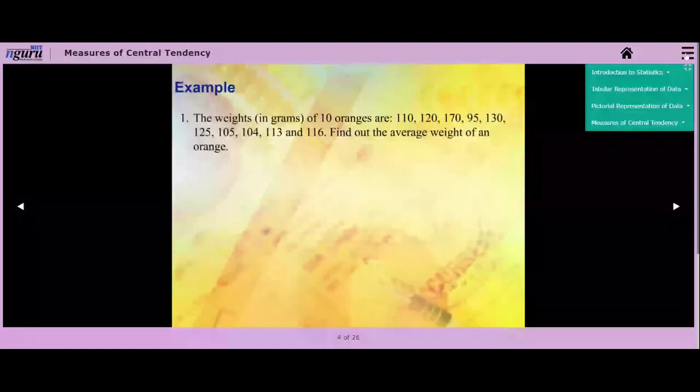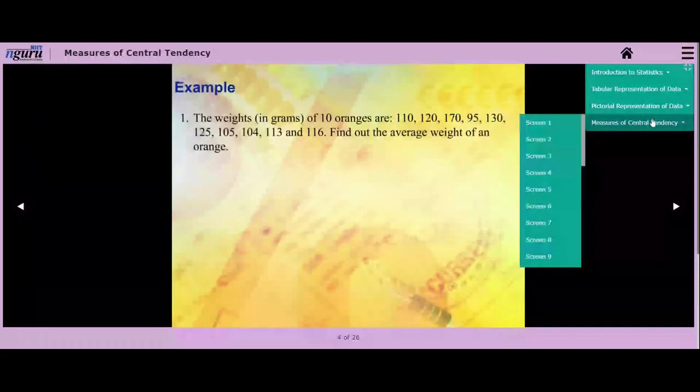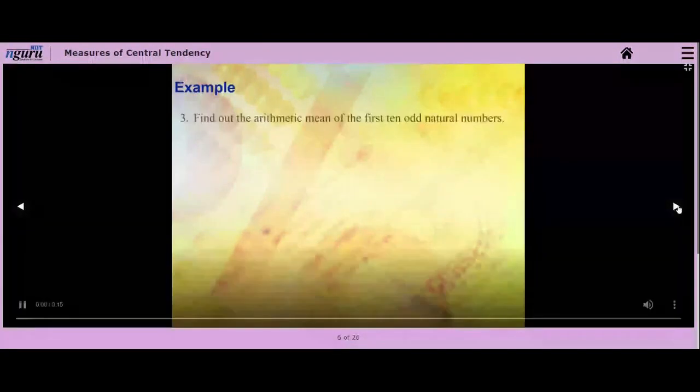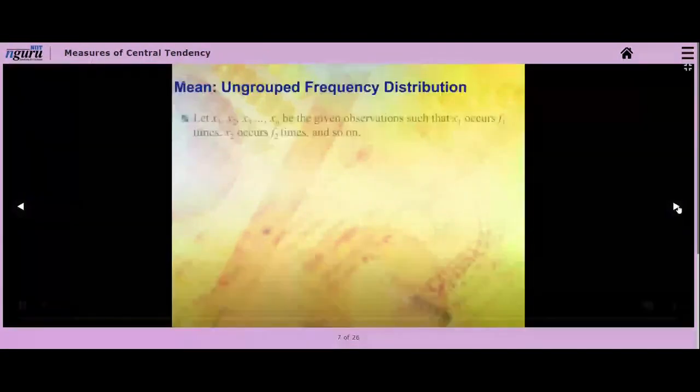Let's consider a few examples to better understand the concept of mean. The weights in grams of 10 oranges are shown. The heights in centimeters. Find out the arithmetic mean.